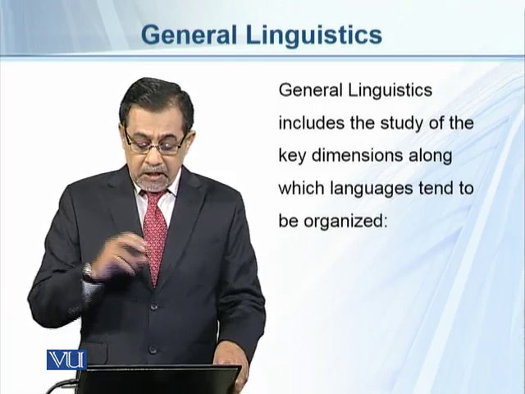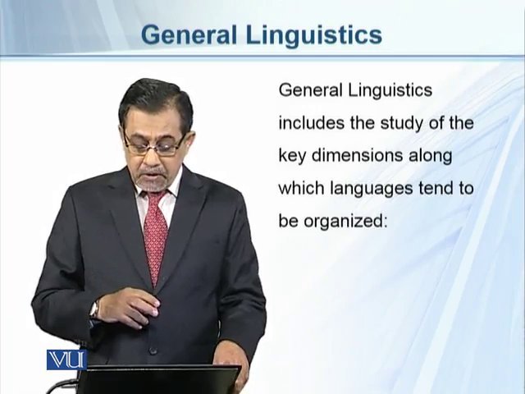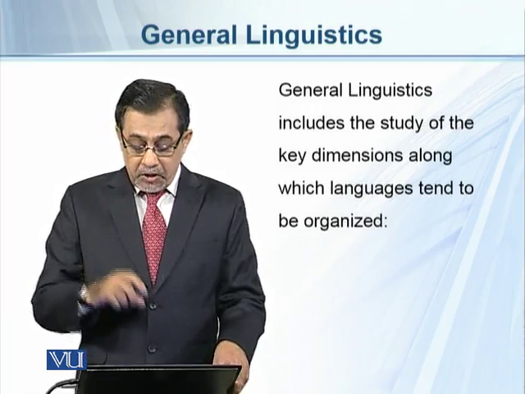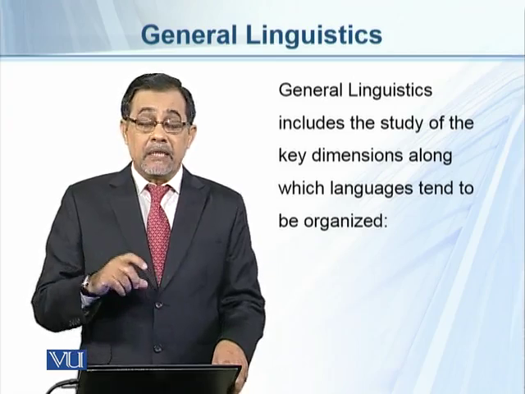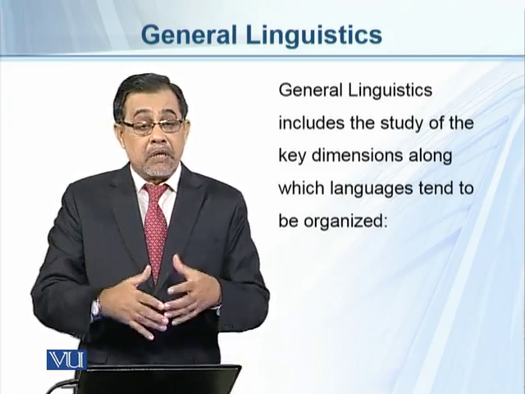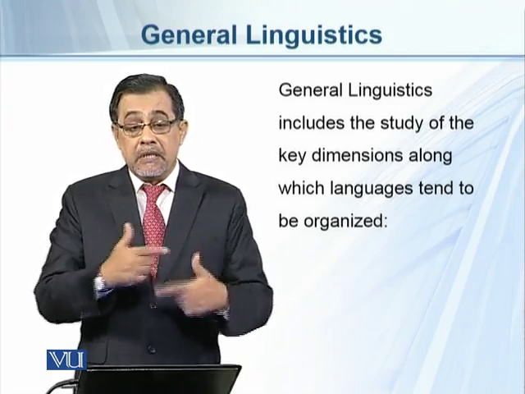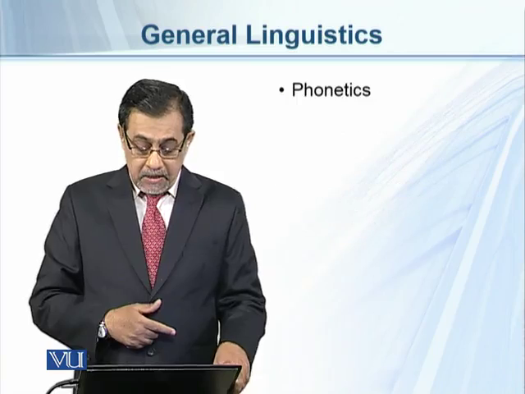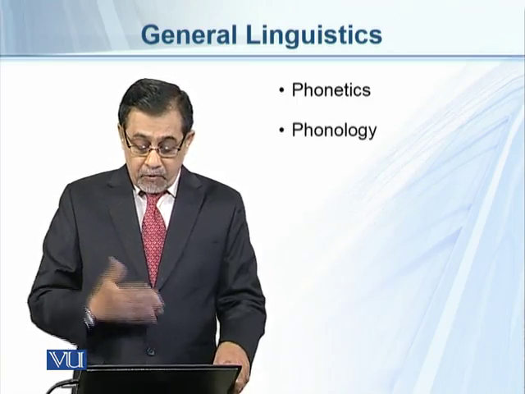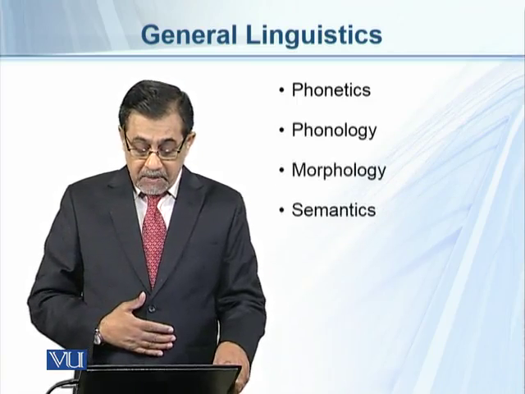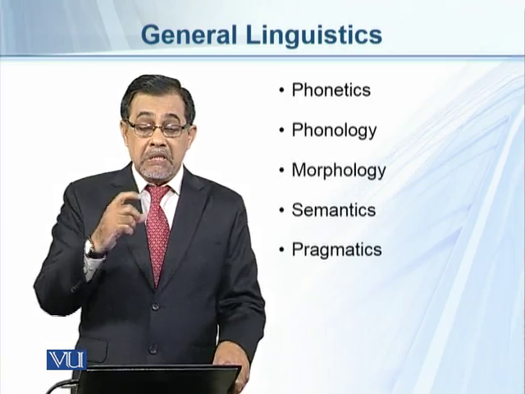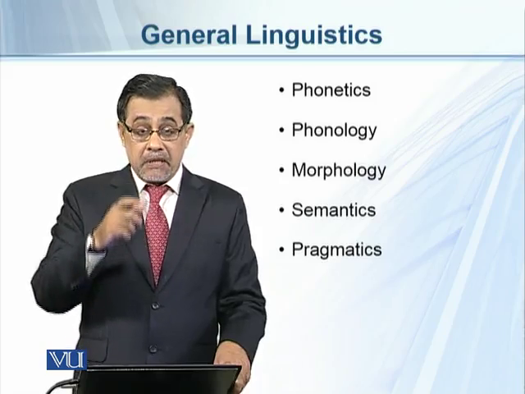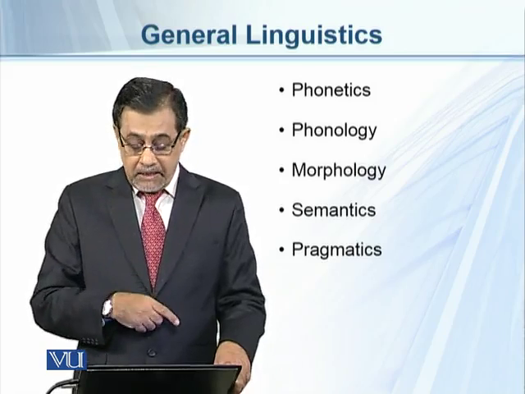General linguistics includes the study of the key dimensions. Key dimensions mean the basic layers along which language tends to be organized. Any language is organized in these layers. So general linguistics studies these layers like phonetics, phonology, morphology, semantics, pragmatics. These are the basic layers of the language, and general linguistics studies all of them.